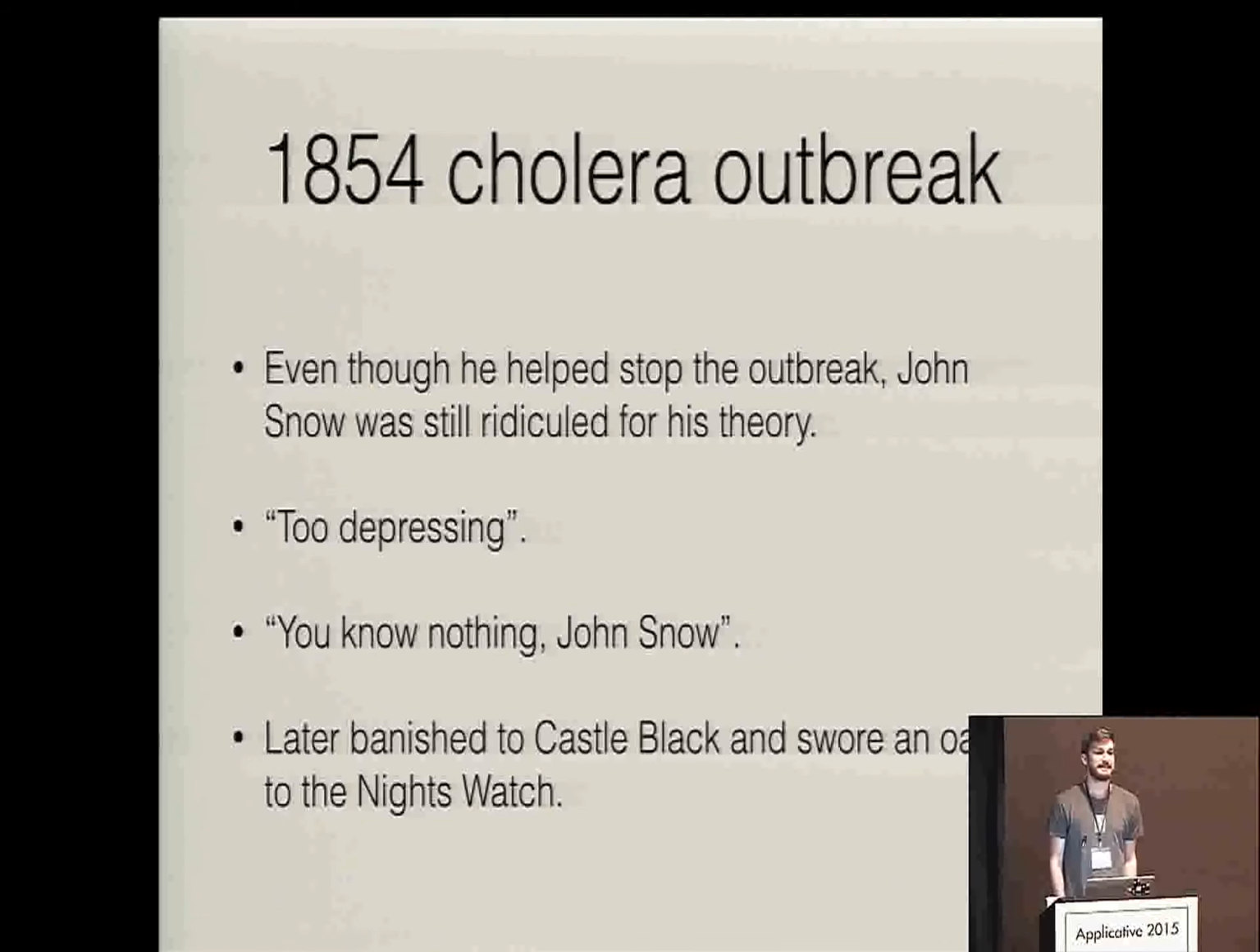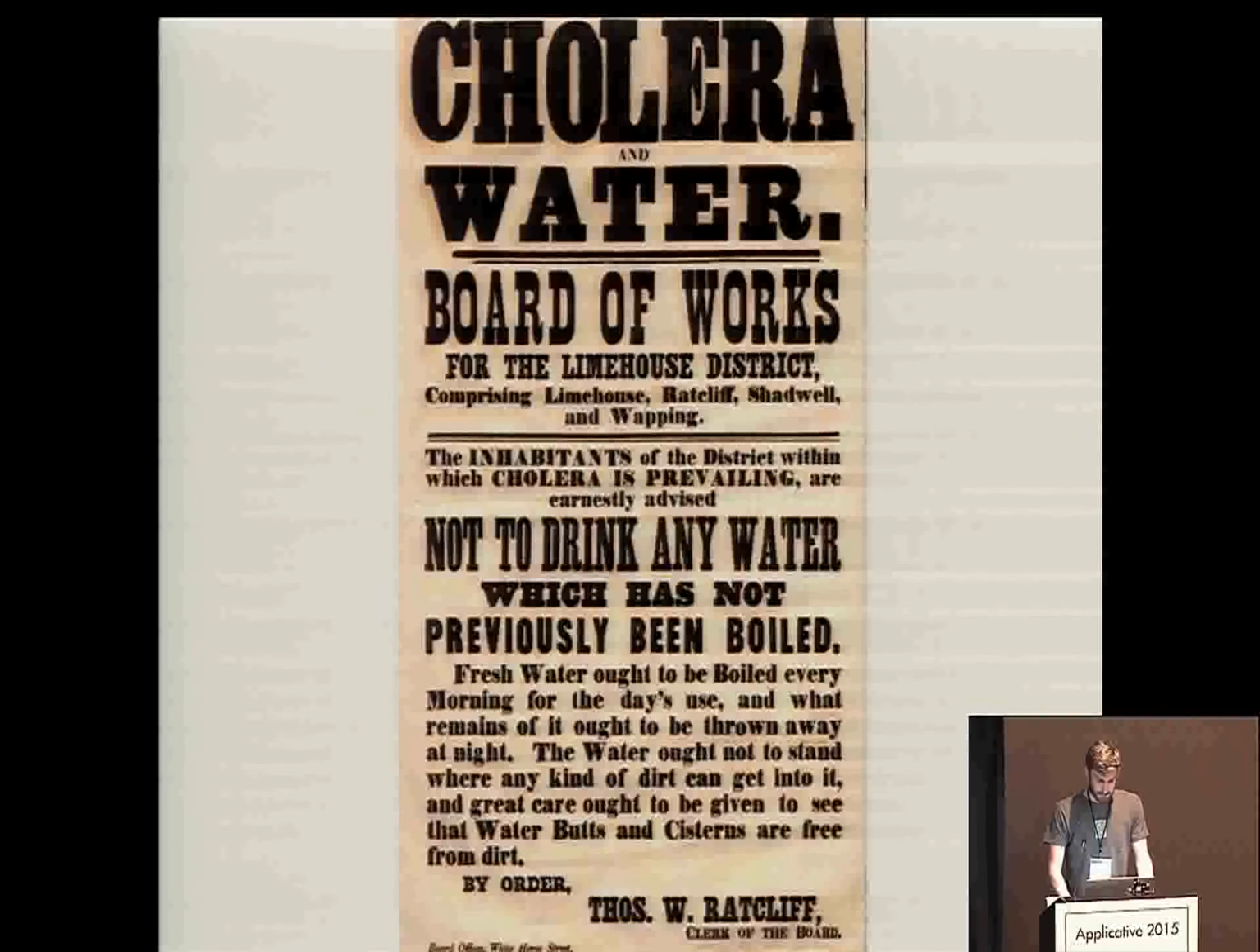In the 1860s, the sewage system was growing, so cholera outbreaks kind of stopped. And when they did happen, they happened in neighborhoods that did not yet have the sewage systems. So this is a newspaper clipping from 1866, which is well after John Snow's death. And you can read there, it says, "Not to drink any water which has not yet been previously boiled." This is obviously a departure from the miasma theory, and it's obviously a head nod to John Snow.